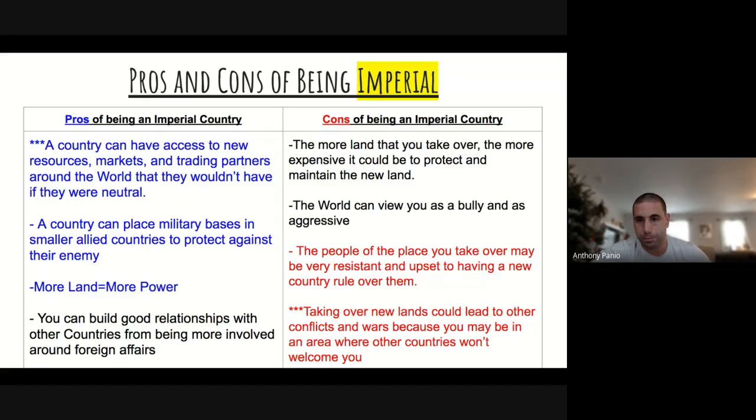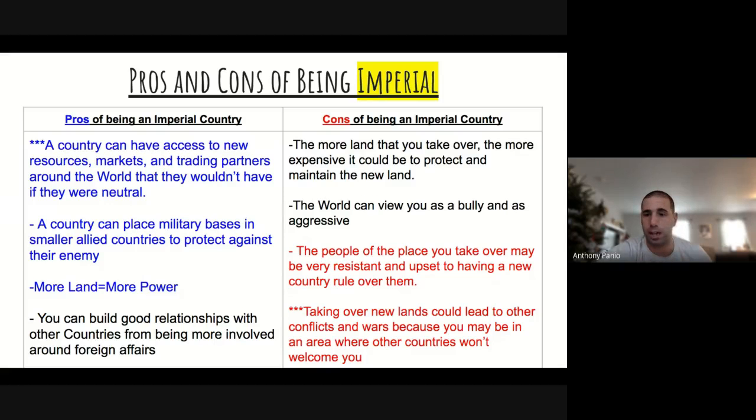All right? Number 2, the world can view you as a bully at times, and that you're taking things that really aren't, quote unquote, yours. So you can be seen as an aggressive country, and there will be certain groups of people that don't like that, so to speak. The people of the place you take over may be very resistant and upset to having a country rule over you. A good example of this in American history is the Philippines. You'll learn we take over the country of the Philippines very shortly, and a lot of them didn't want to be ruled by the United States. They wanted to be an independent country.